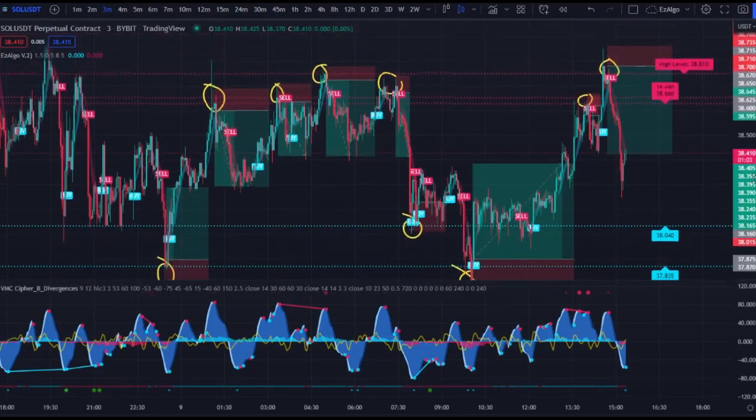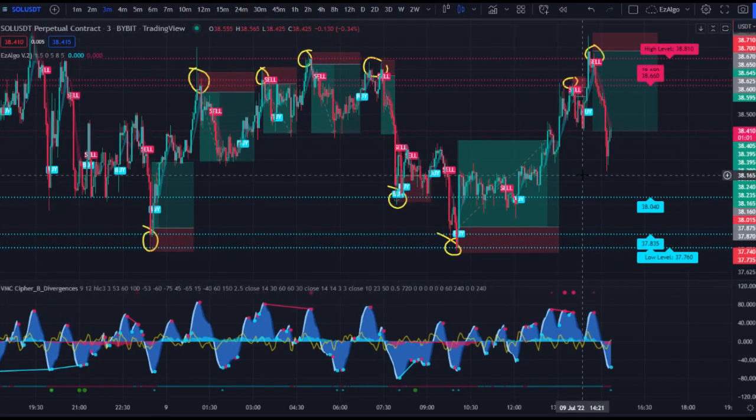Your losses are small, your wins are pretty big, and that is how you use EzAlgo support and resistance levels to enter and exit trades profitably using the Japanese candlesticks.